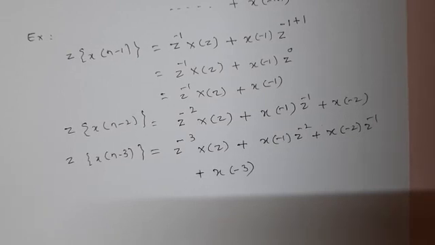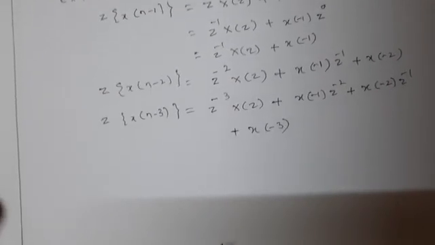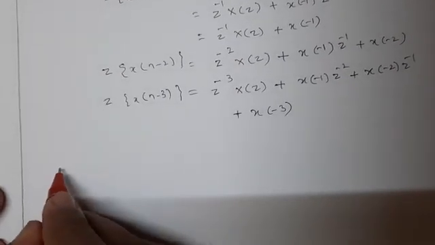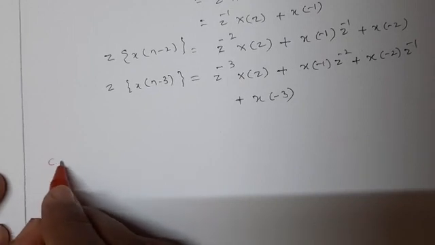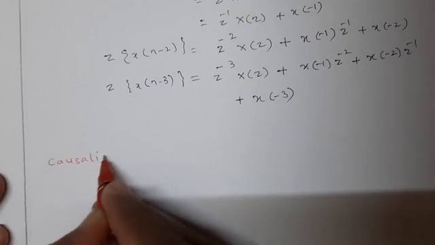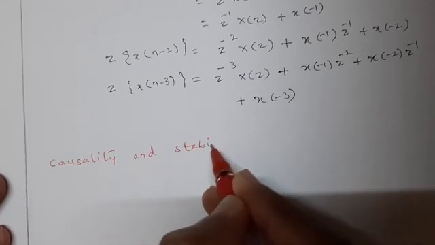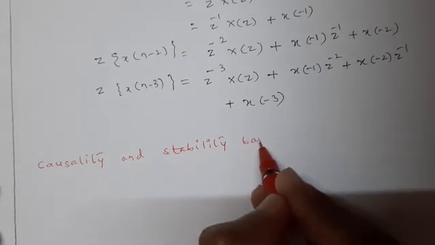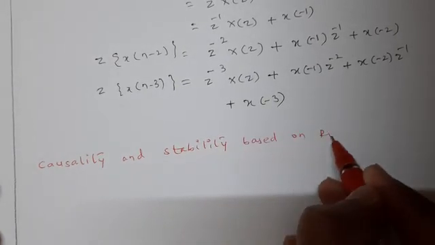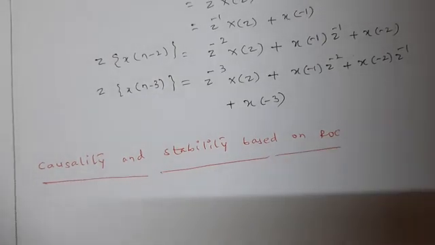After learning this important topic, now comes the ROC, that is, how it helps in finding causality and stability based on the ROC, which we are going to define.